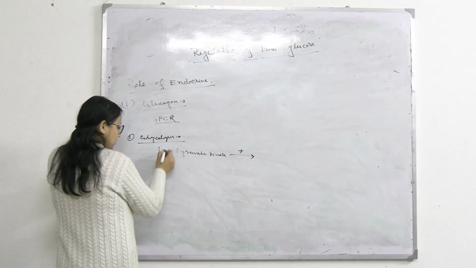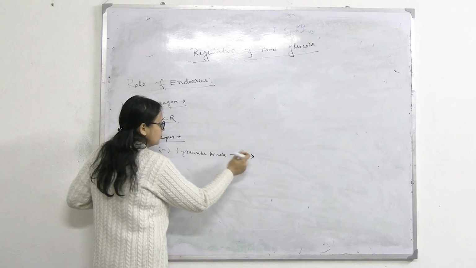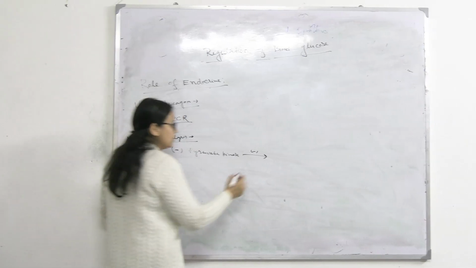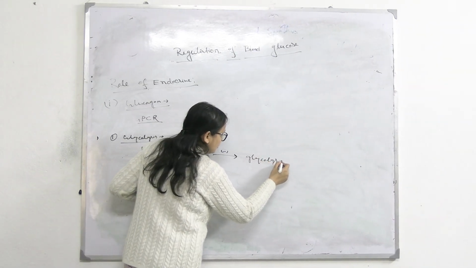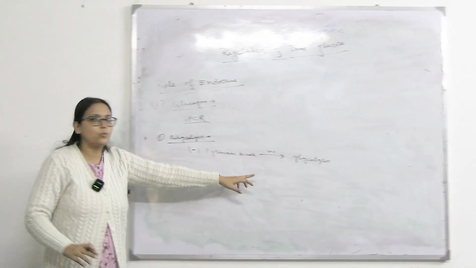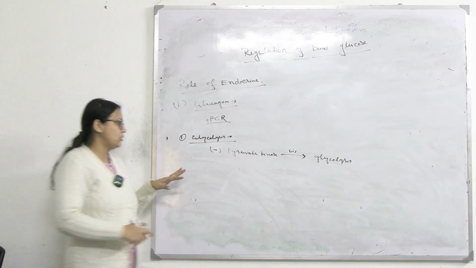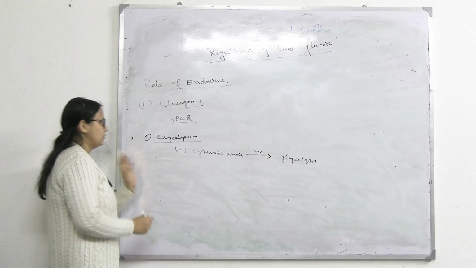Inhibition of pyruvate kinase. Inhibition of pyruvate kinase means inhibition of glycolysis, because glucagon doesn't promote glycolysis. Okay, glycolysis is promoted by insulin. I made a mistake, okay? Inhibition of pyruvate kinase, that means inhibition of glycolysis.